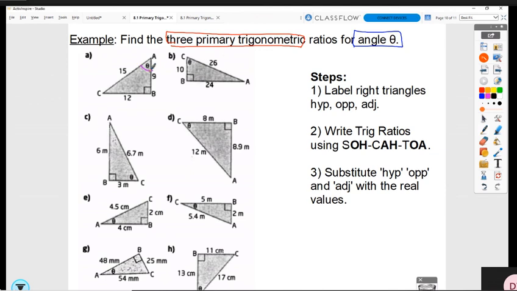Here's our reference angle, right? So label the right triangle, hypotenuse, opposite, adjacent, from the reference angle. Remember that. So this is the hypotenuse, this is the opposite, and this is the adjacent side. And then the three primary trigonometric ratios, right? Using SOHCAHTOA. And then just substitute the real values in. That's all we're doing.